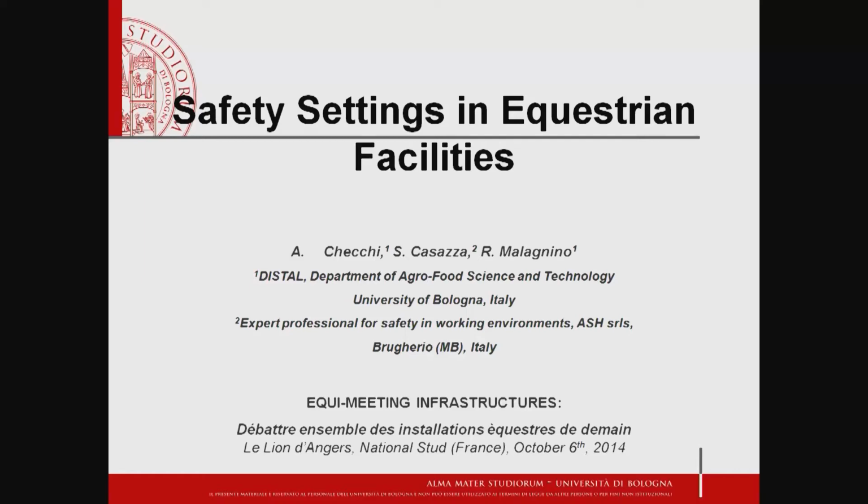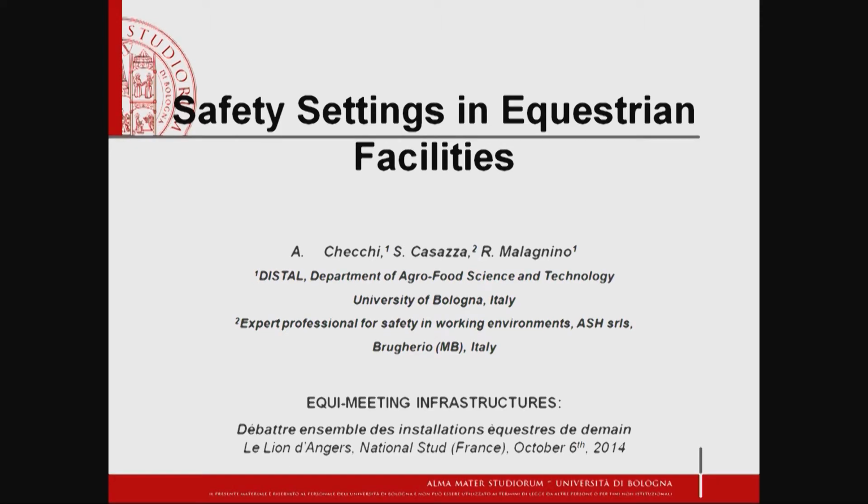Today we will discuss the safety settings in equestrian facilities. In general, the analysis and definition of a risk involves great difficulty, in particular in a horse farm, due to the presence of horses both in a permanent building and in unknown environments such as sports or show events.